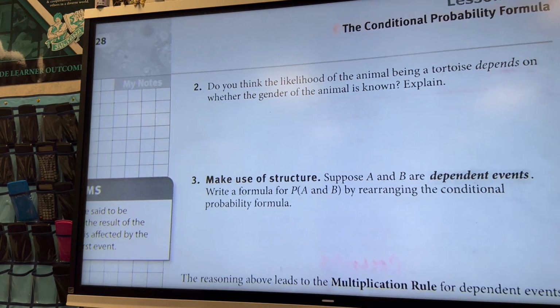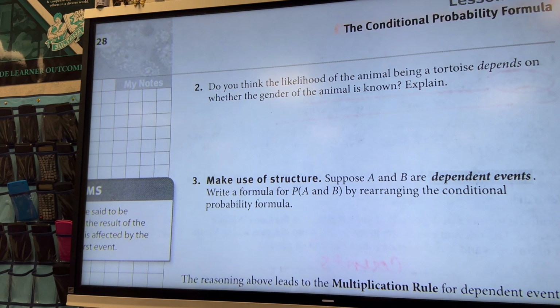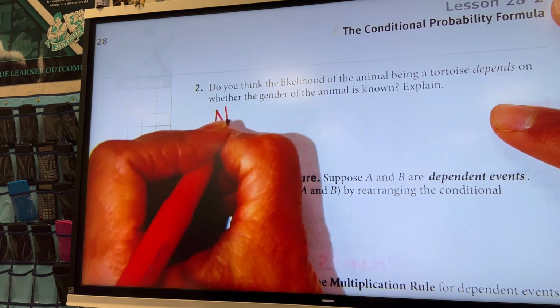Now it says, do you think the likelihood of the animal being a tortoise depends on whether the gender of the animal is known? Does the animal being a tortoise depend on knowing its gender? Does any animal, being whatever animal it is, depend on what its gender is? No, male or female doesn't make it a tortoise. Male or female doesn't make it a dog. Male or female doesn't make it a cat. So then it doesn't depend on gender, does it? So let's put, no it doesn't.